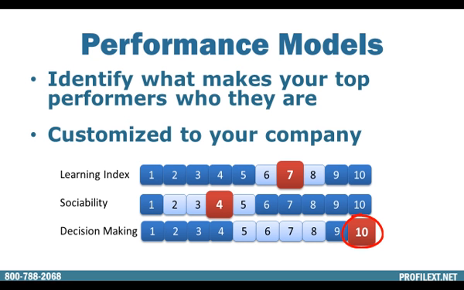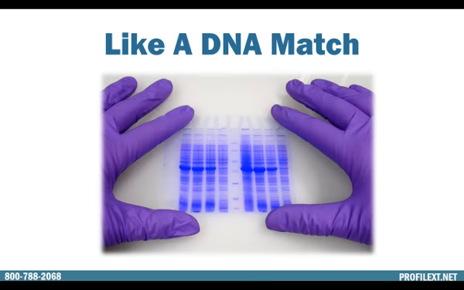But with decision making, a 10 is off of the scale. And with a tool like this, a higher number isn't better. They need to match. And in this video, I'm not going to take the time to explain why that is. We'll find out about that in another video. It's like a DNA match where you match the people that you already have who are successful with those who you're thinking about getting and see if they match up or not.